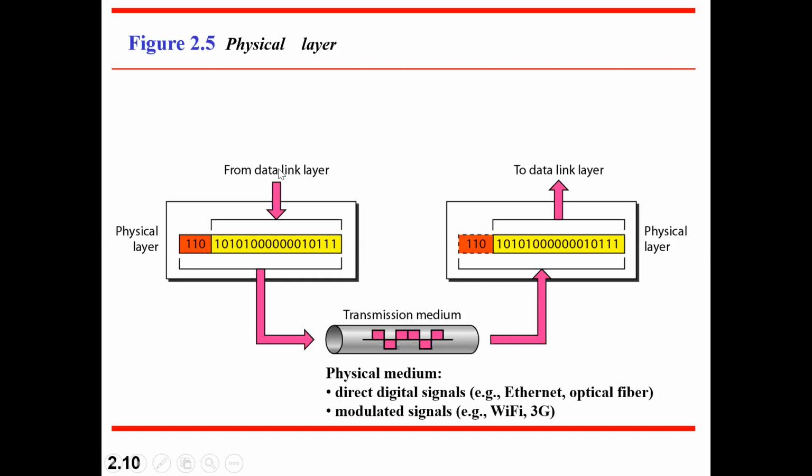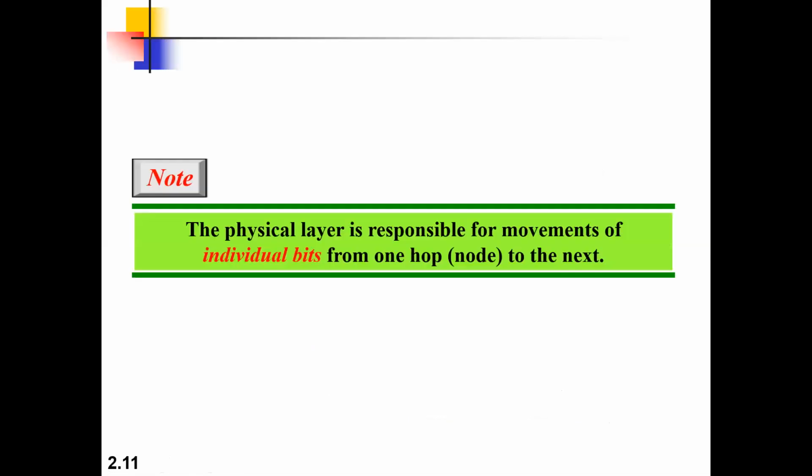In this layer, you are feeding some data. It will transmit the data one bit at a time from one system to another system, or hop by hop transmission will occur for the transmission of data over the physical medium. The physical medium will carry direct digital signals. Digital signals can be connected through Ethernet or optical fiber. The second one is modulated signals also. Modulated signals are nothing but your Wi-Fi. The sender modulates; the signal may be increasing or decreasing, whatever it may be, it will be changing. That's what modulated means.